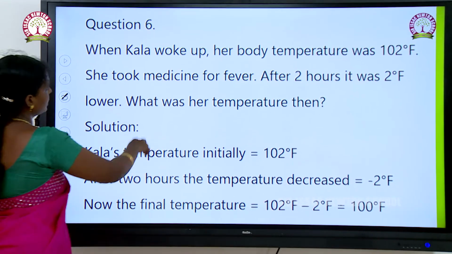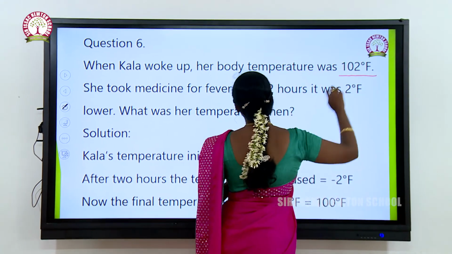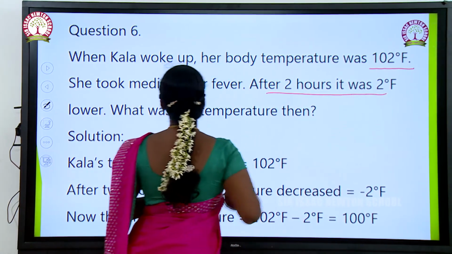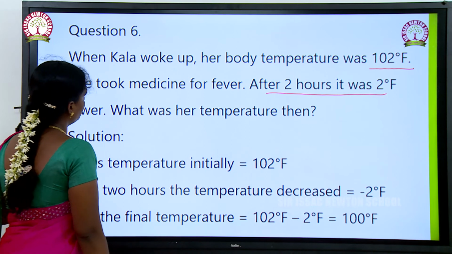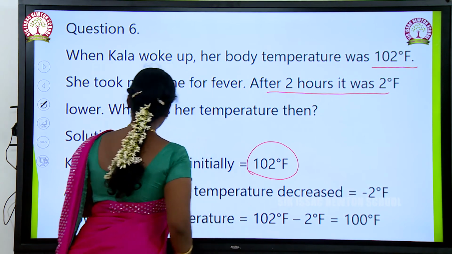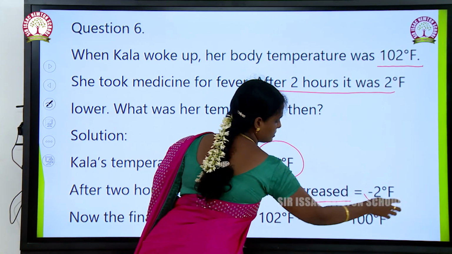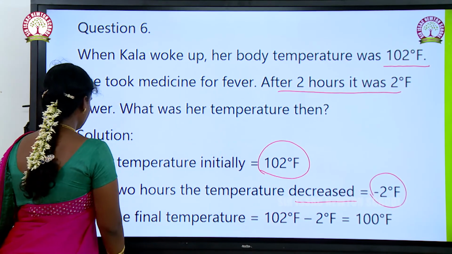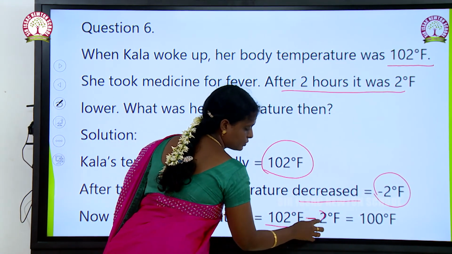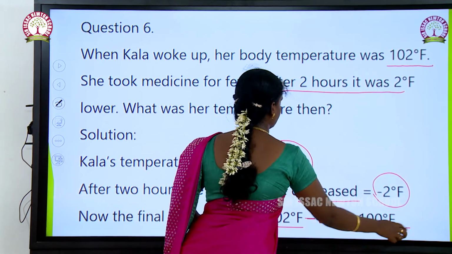Question number 6. When Kala woke up, her body temperature was 102 degree Fahrenheit. She took medicine for fever. After 2 hours, it was 2 degree Fahrenheit lower. What was her temperature then? Okay, Kala's temperature was initially 102 degree, and then after 2 hours the temperature decreased. Decreased means minus 2, so minus 2 degree, and then now the final temperature. So 102 minus 2. If we subtract 2 from 102, we will get 100, so 100 degree Fahrenheit.